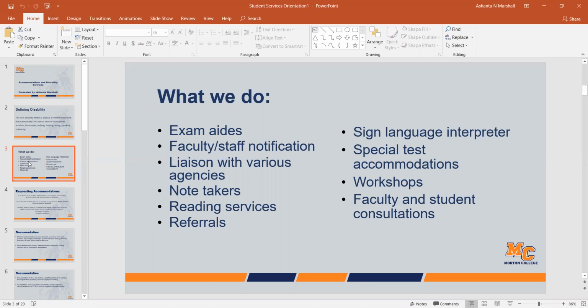And then we also have note takers. We have reading services. We do referrals. We provide sign language interpreters for students who may need that, and we also provide captioning services for students who need that as well. Special test accommodations, workshops, and faculty and student consultations. What I mean by that is last semester, I've been doing a lot of one-on-ones with the faculty and the student to figure out the best ways to accommodate the student. Even though they have the accommodation letter, there are still some gray areas. So I've been working with the teacher and the student on those.